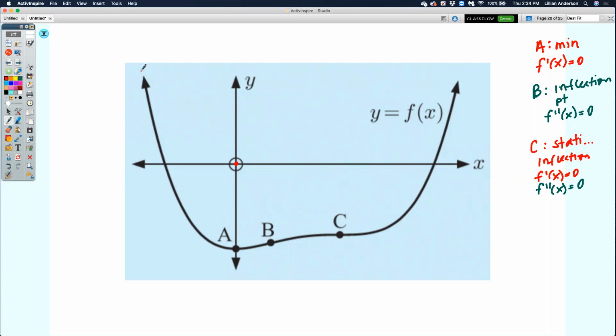Now, from negative infinity to point A, can we agree that the function is decreasing? So if it's decreasing from negative infinity to point A, then that means that the first derivative is less than 0. And to be less than 0, that means you need to be below the x-axis. So from negative infinity to point A, we are below the x-axis because the original function was decreasing.